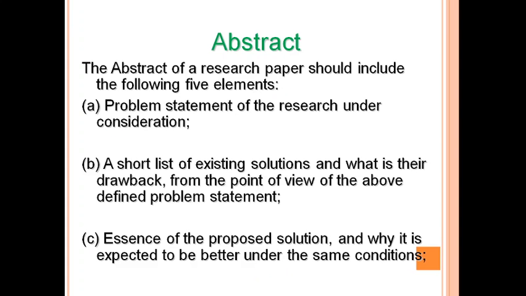The next point in the discussion is the abstract. The abstract of the research paper should have the following elements. First is the problem statement of the research under consideration. So you have to write what problem you are going to handle in your research. Then a short list of existing solutions and their drawbacks from the point of view of the above defined problem statement. So whatever problem statement you have, what are the existing solutions for it, and what are their advantages, disadvantages, or drawbacks. Then the essence of the proposed solution and why it is expected to be better under the same conditions.